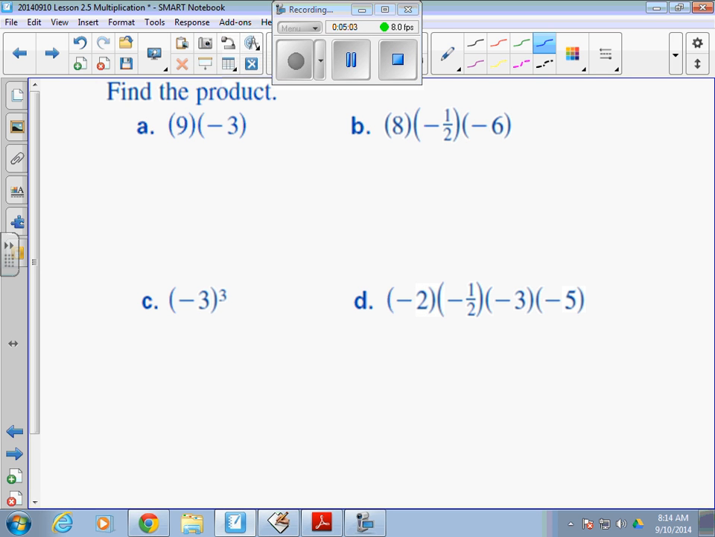Okay, we have four different problems here. The first one, 9 times negative 3. There's one negative value. That's an odd amount of negatives, so at the end of this problem, it's going to be negative. When you multiply 9 times 3, you get 27.